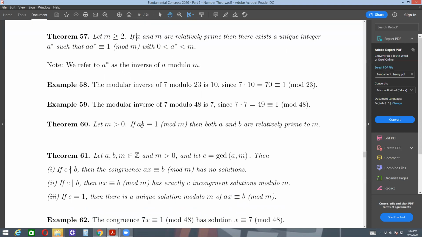All right, note here, if ab is congruent to 1 mod m, then a and b must both be relatively prime to m. Because if they had any common factors with m, this would be impossible. It wouldn't make any sense, because this would mean that m divides ab minus 1, but if there's a common factor with m and ab, that common factor should also divide 1.